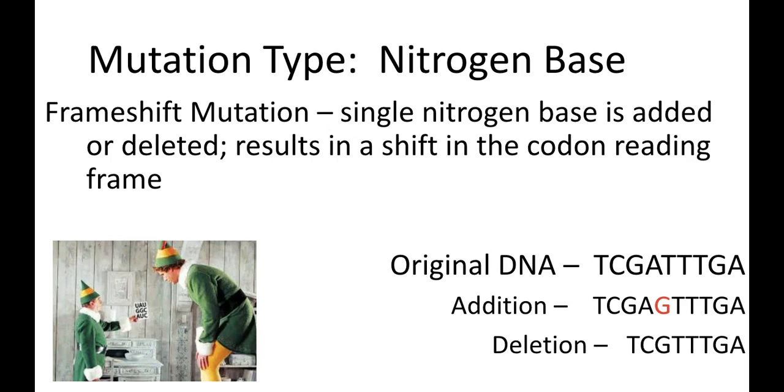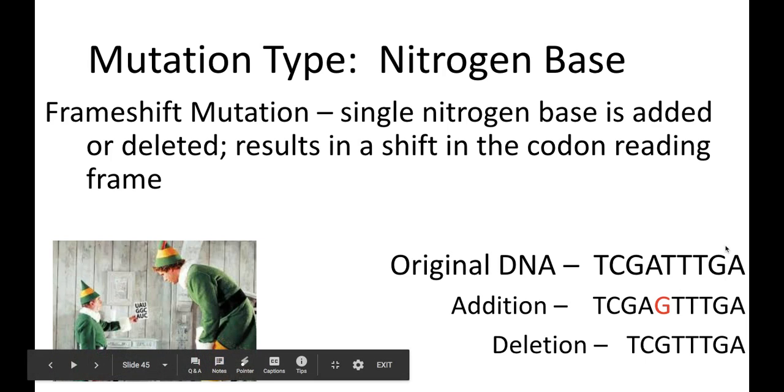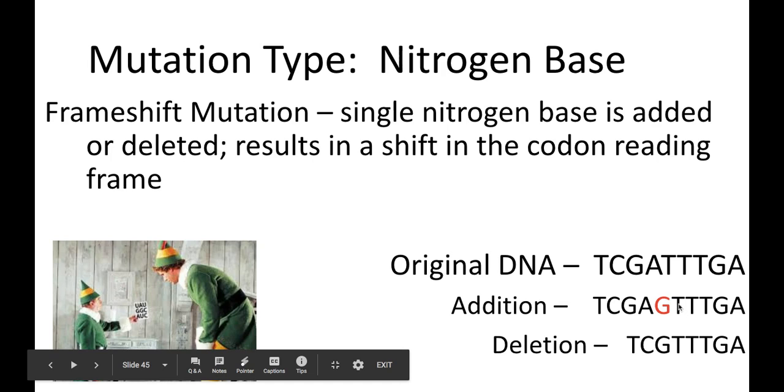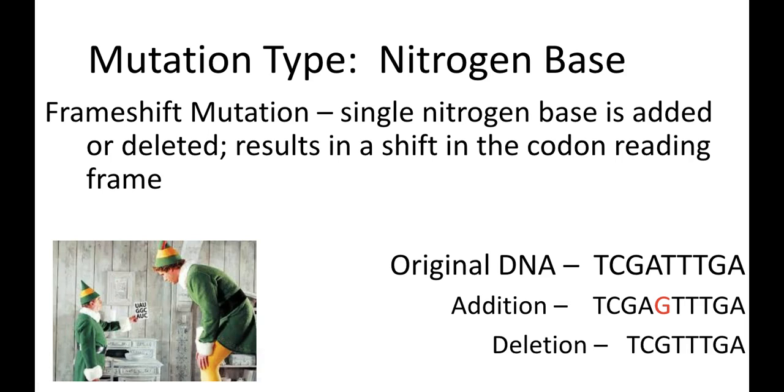Our next type of nitrogen base mutation is a frame shift mutation, which will shift the entire sequence to the left or the right. So one single base is added or deleted. So here's my original strand of DNA. I can see this G was added. So it's called frame shift because notice my codons. I have my first codon TCG. My second codon was ATT. Now it's AGT. So every single codon to the right of this will now be different because that one base caused all the nitrogen bases to shift over one.